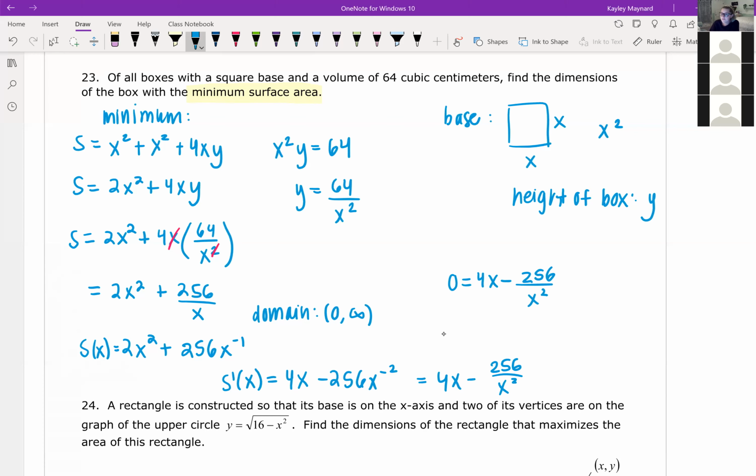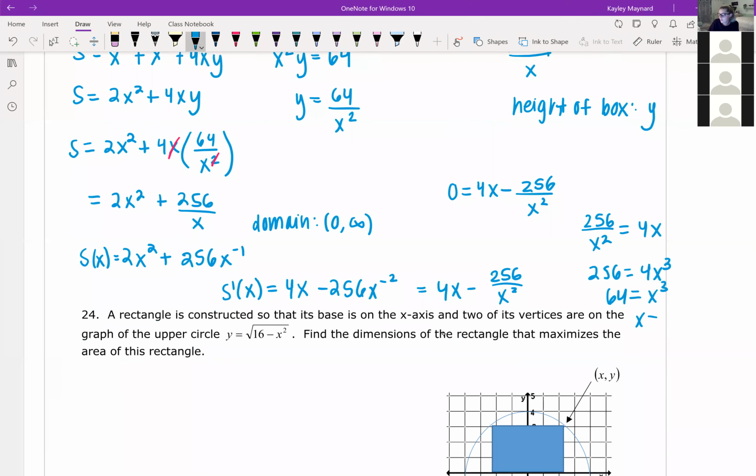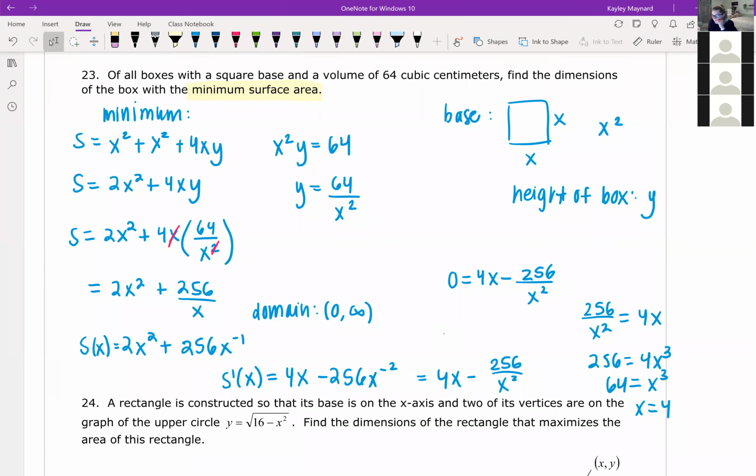Okay, so I'm going to move the 256 over x squared to the other side. Then I'm going to multiply both sides by x squared, and I get 256 is equal to 4x cubed. 256 divided by 4 is going to be 64. Then we have 64 equals x cubed, and then you just take the cube root of 64, which is actually just 4. Okay, so we get x equals 4.